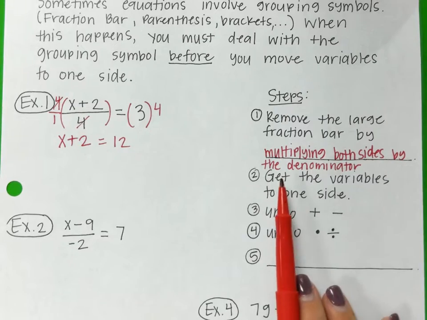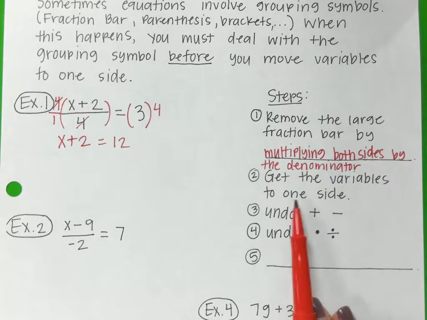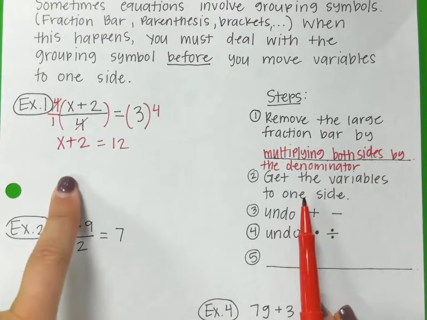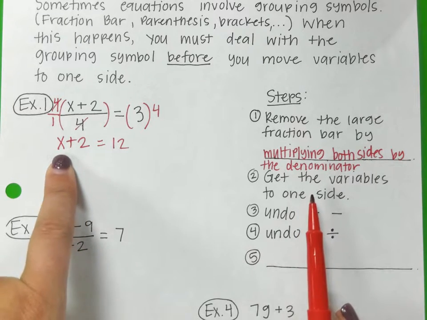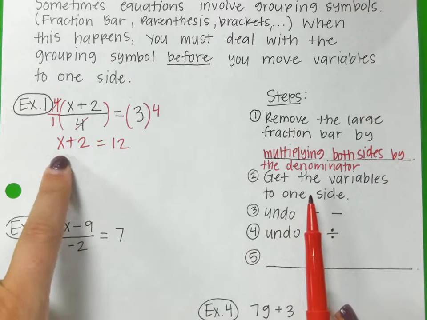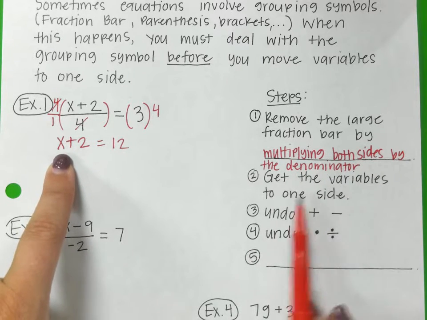So if I look at step number 2, it tells me to get the variables to one side. Have I already done that? Yes. In this case, I have. I didn't actually have to do anything. I only had one term that had a variable with it, so it's already on one side.